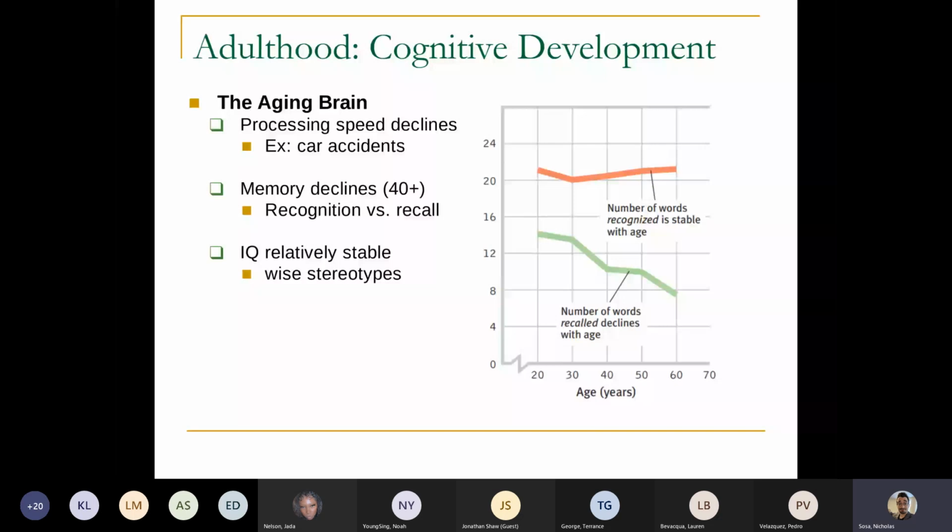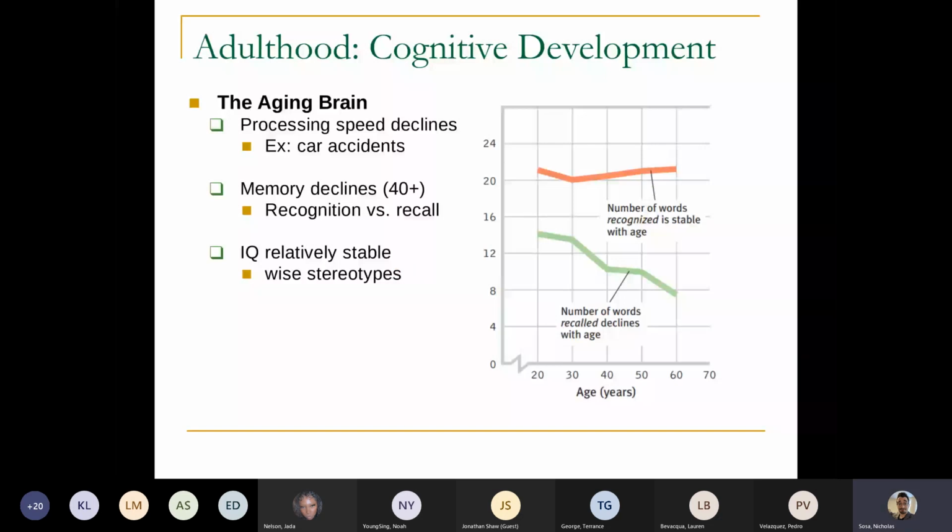In fact, we find that older adults who come back to college can do just as well as their younger student counterparts. And although their processing speed may be a little bit lower, and it may take them a little bit longer to learn some types of information, once they got it, right? Older adults can do just as well as their younger student counterparts. Okay. Any questions on the aging brain?